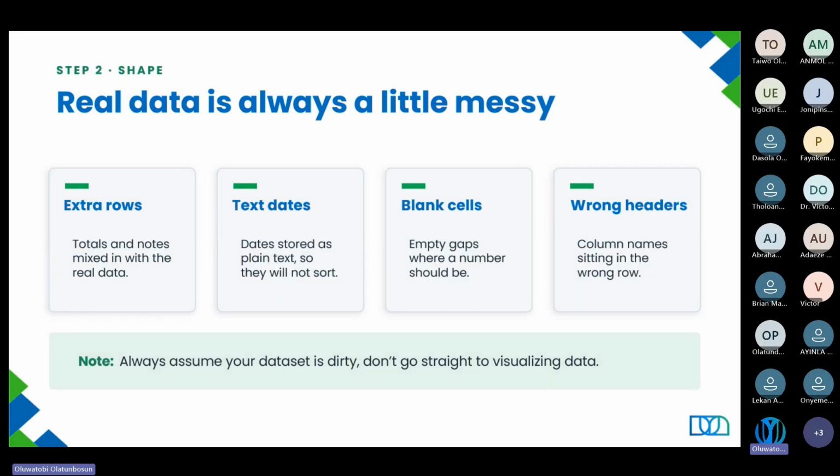Now we also have the case of blank cells. That's empty, but Power BI sees it as null, N-U-L-L. Please note that null is not zero. If you see null, it doesn't mean it's zero. Do you get? When you see null in Power BI, it means that place is blank. Then wrong headers. Some column names may be sitting in rows. So these are some of the common issues you will see.